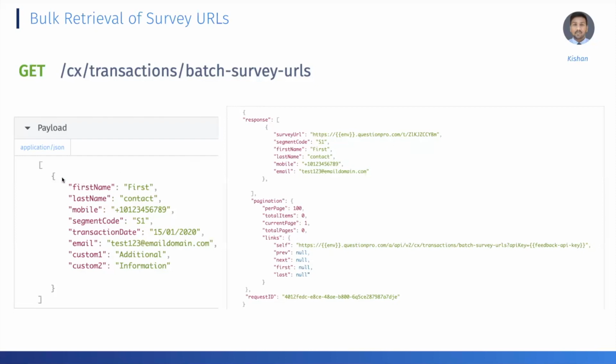You can send the payload with the details in batch format for all the transactions and respondents for which a survey URL has to be generated, and in response you will get all the survey URLs within a single API call. The documentation is available in the API docs. You can go and check it out.